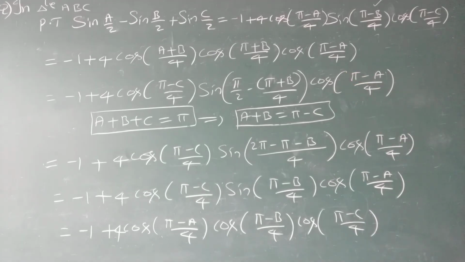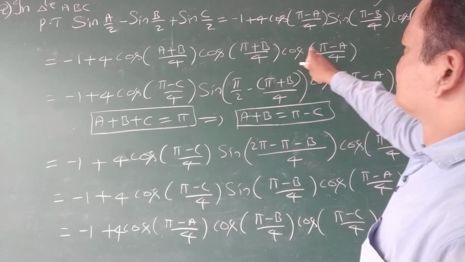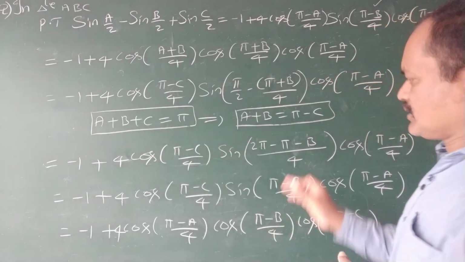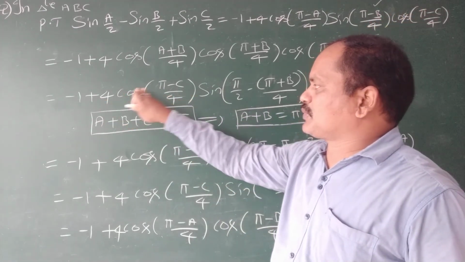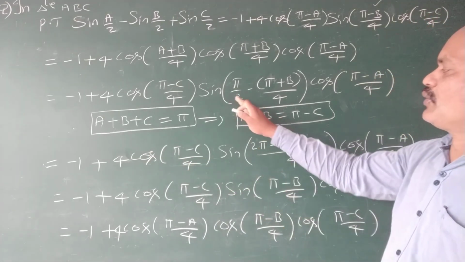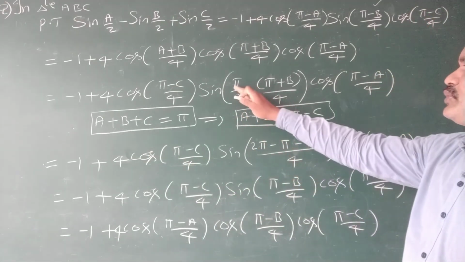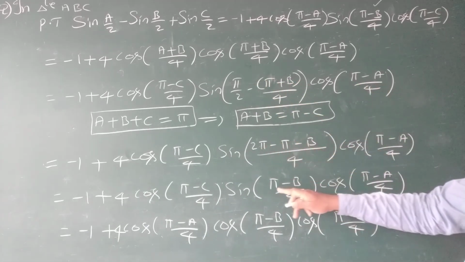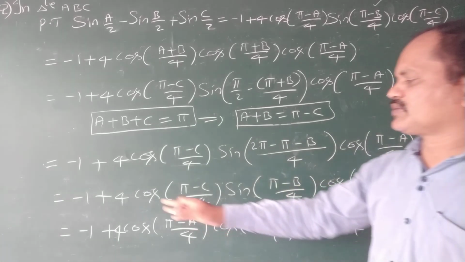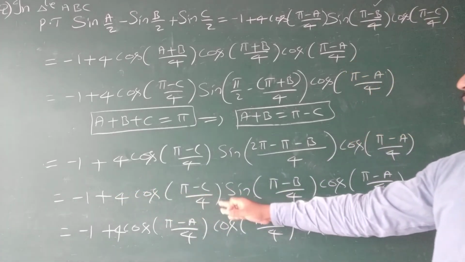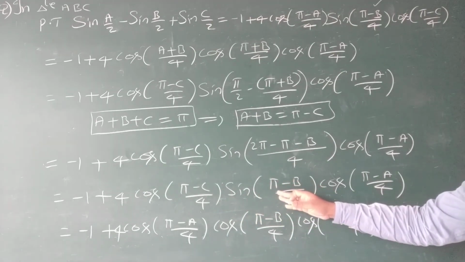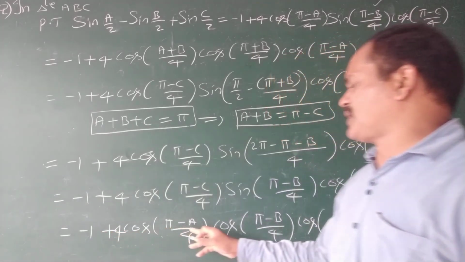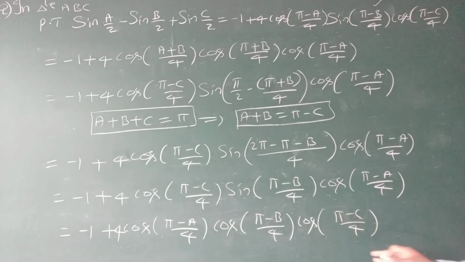Right? Now since this is (pi minus A)/4, and A plus B plus C is equal to pi, from this, minus 1 plus 4 cos (pi minus C)/4. Now take LCM here. LCM is 4. That's why 2 pi minus B, cos (pi minus A)/4. 2 pi minus B is nothing but pi minus B. That's why minus 1 plus 4 cos (pi minus C)/4 cos (pi minus B)/4 cos (pi minus A)/4. That's why finally minus 1 plus 4 cos (pi minus A)/4 cos (pi minus B)/4 cos (pi minus C)/4.